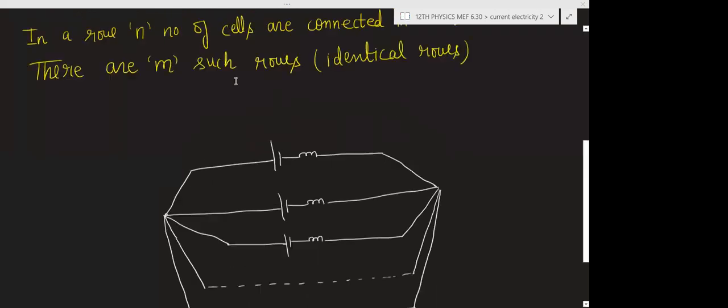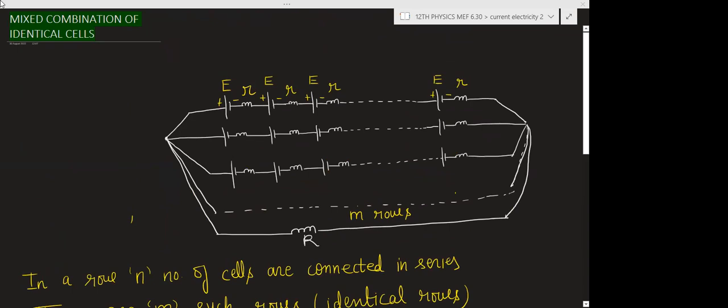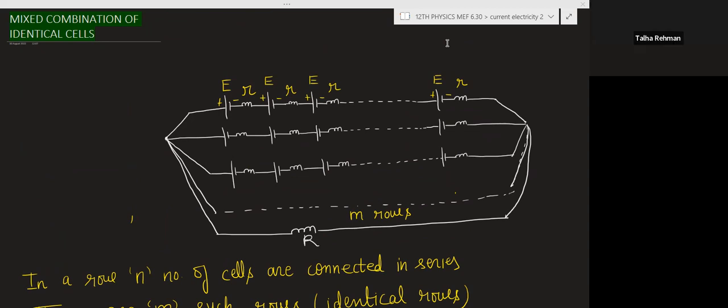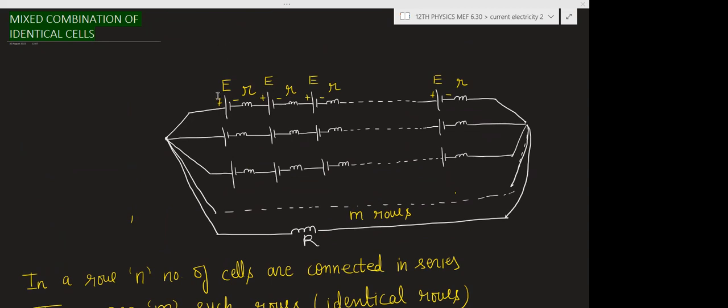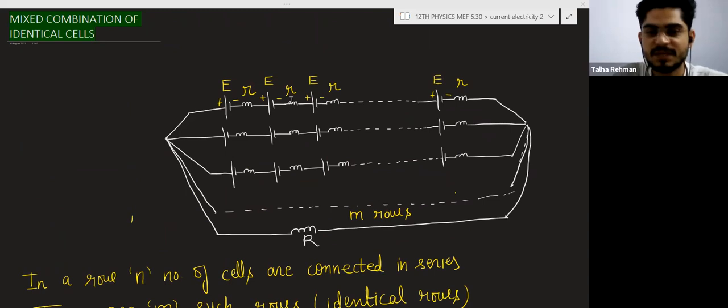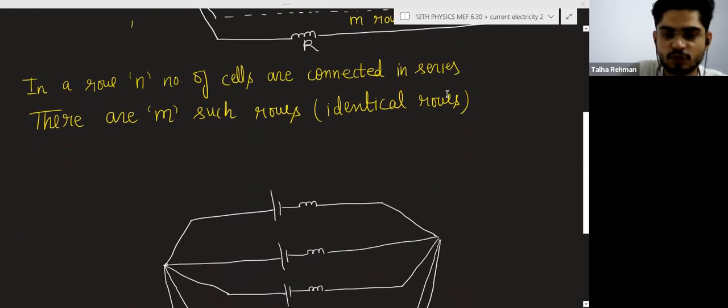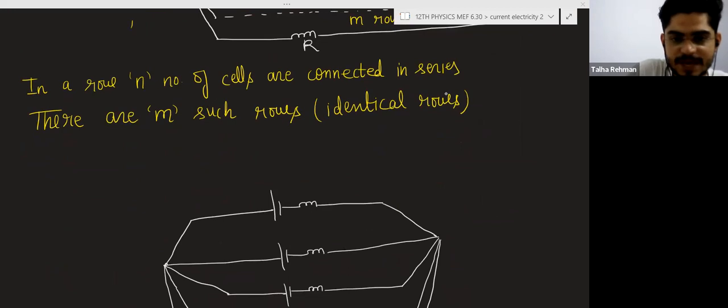Okay. So can anyone tell me what is the equivalent EMF of this row? Here n cells are connected in series. We have already discussed this: you will just add E plus E plus E, n times, and you will get the equivalent EMF as n into E.